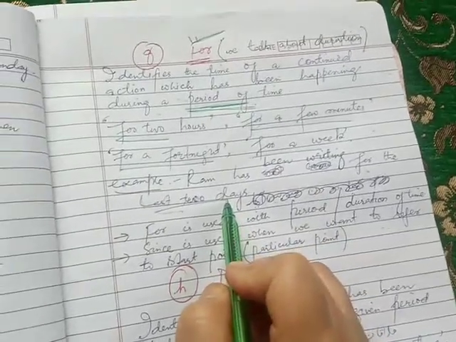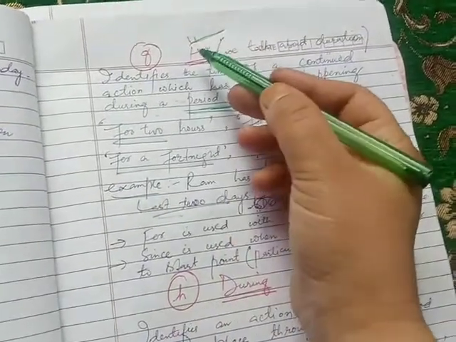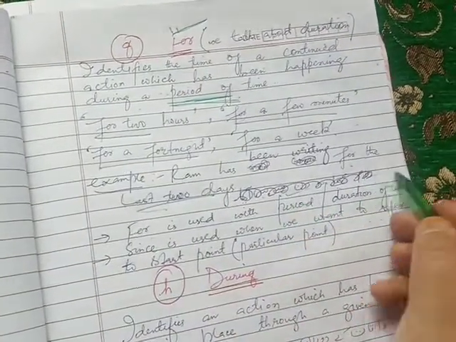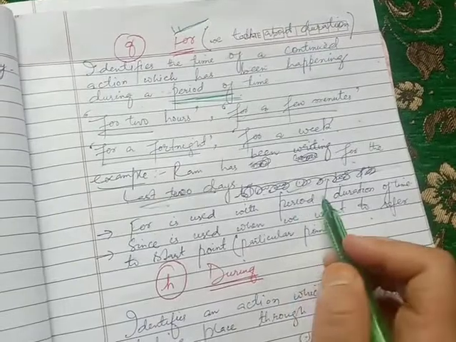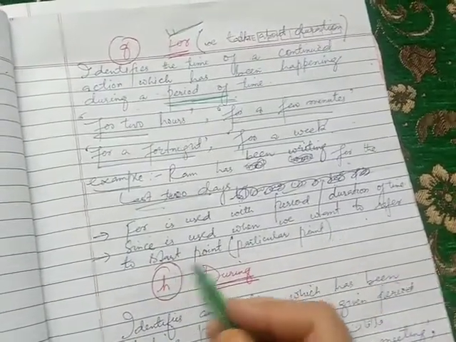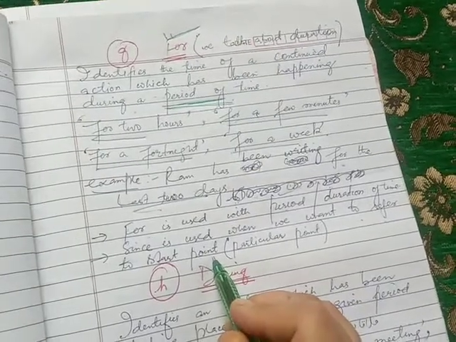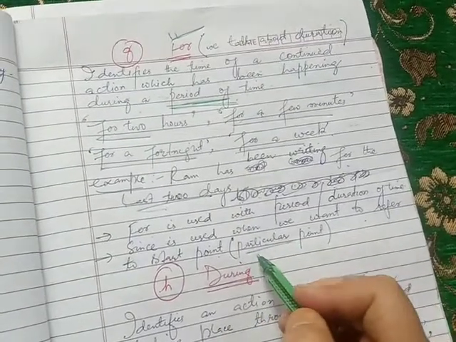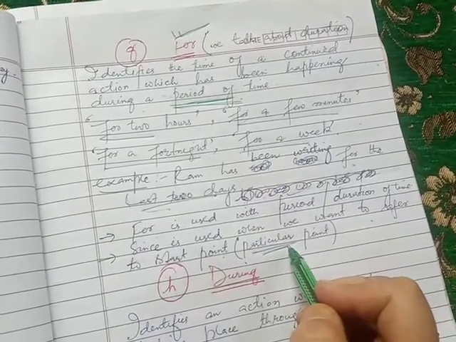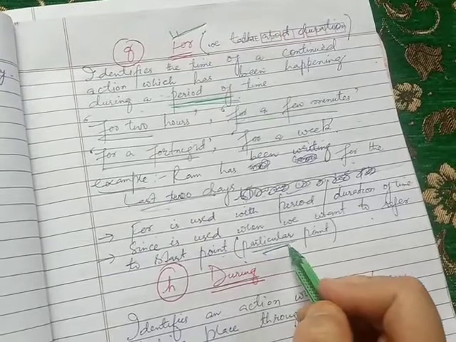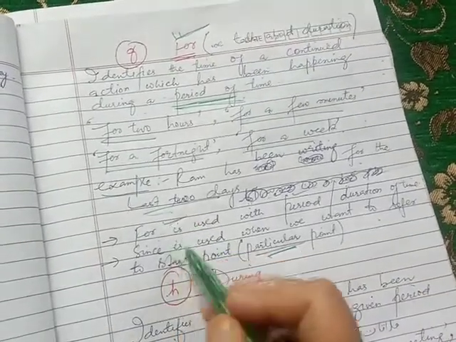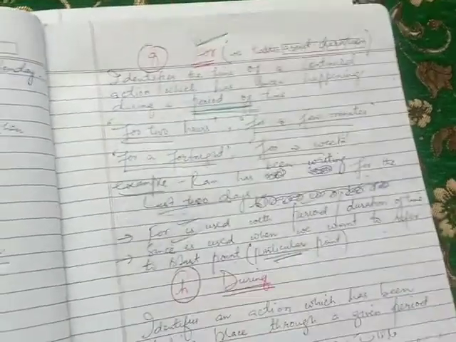Here, my dear students, I will tell you the difference between "since" and "for". My dear students, look here. "For" is used with a period or duration of time. And as far as "since" is concerned, it's used when we want to refer to a starting point, a particular point. It shows a point of time. So "for" is used with duration of time or period of time, and "since" is used with a point of time. Very easy.